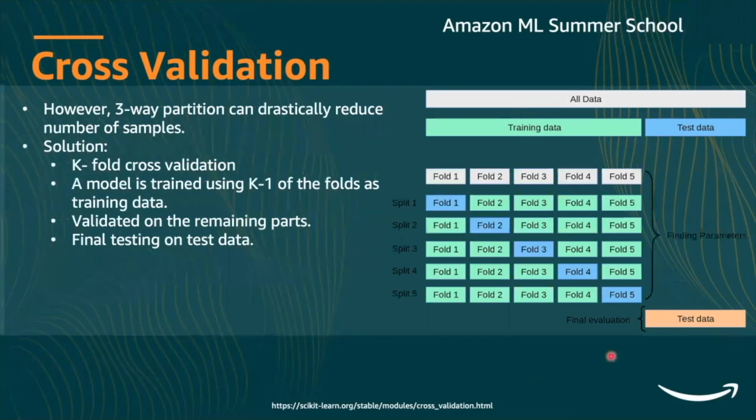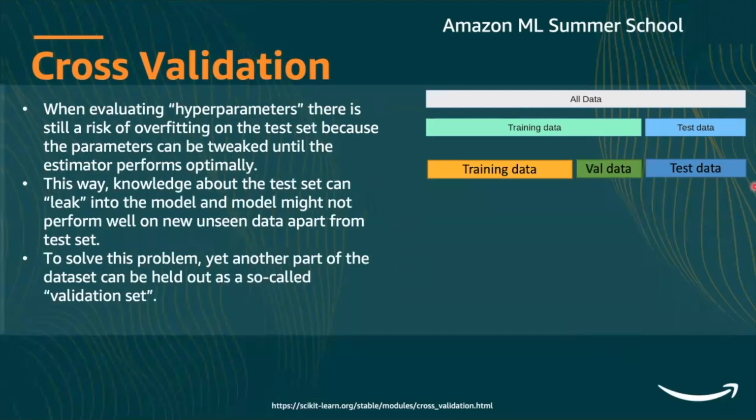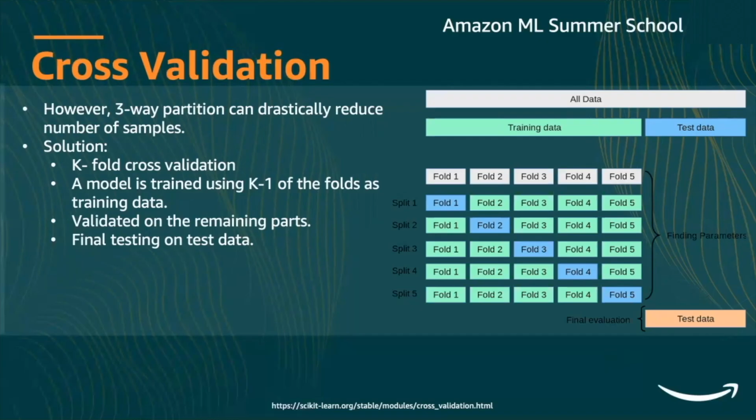Now, a test set is still held out for the final evaluation, right? The issue with this kind of approach is since you are dividing into three parts, the number of training samples would reduce drastically, right? And hence, when you perform the hyperparameter tuning on this validation data and perform on test data, the performance might not be as good, right? So what you do in this case is you do a k-fold cross validation.